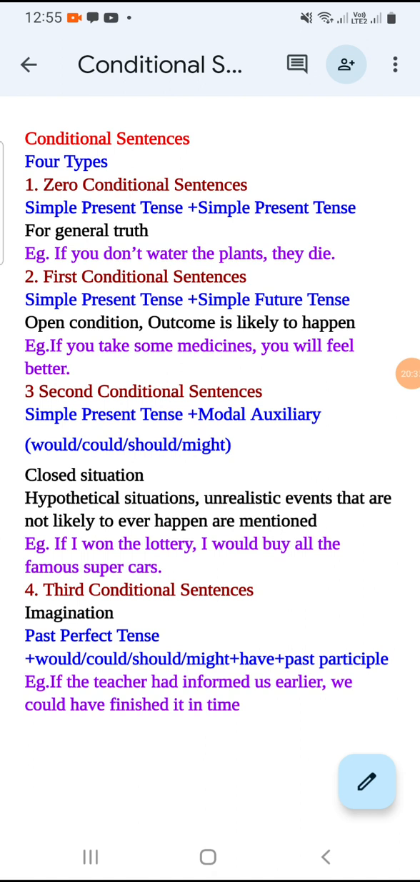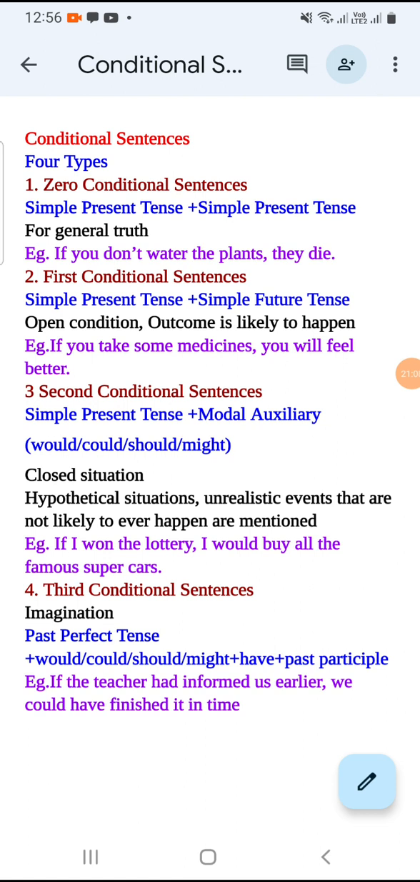So that is called the second condition. Now come to the third conditional sentence, very important, that is just for imagination, right? For example, if the teacher had informed us earlier, we could have finished it in time. बहुत important, very important. Such kind of sentences are often asked, right?